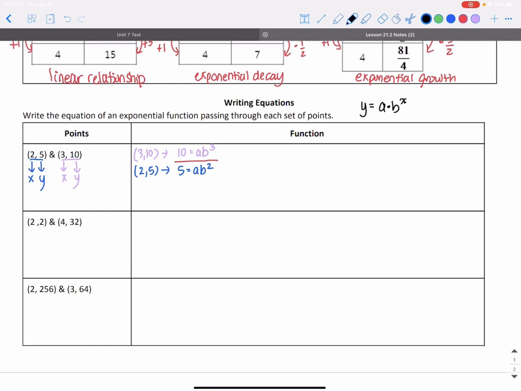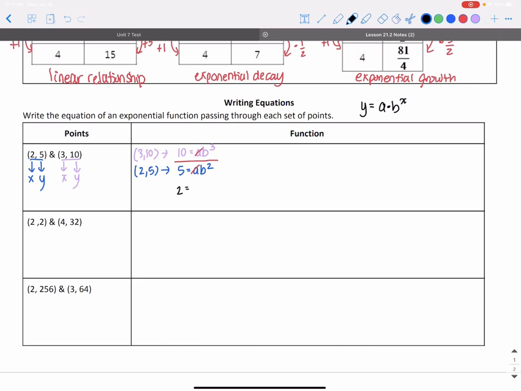And when I do that, I can see right off the bat, without doing anything, that the a on the top and the bottom are going to cancel each other out on the right-hand side. So I am eliminating one of the variables. This is what I want to do. I want to divide the top function by the bottom function. And when I do that, the a's cancel out. On the left-hand side, I get 10 divided by 5 is 2.